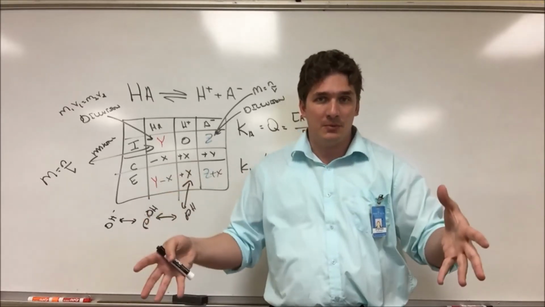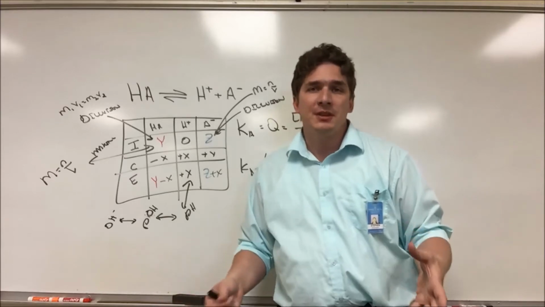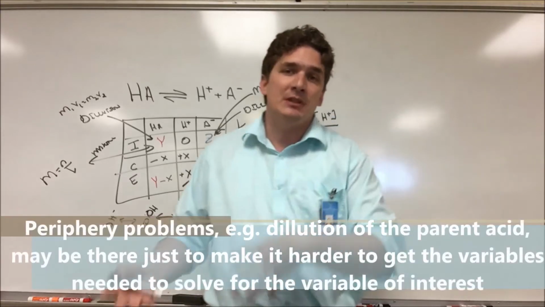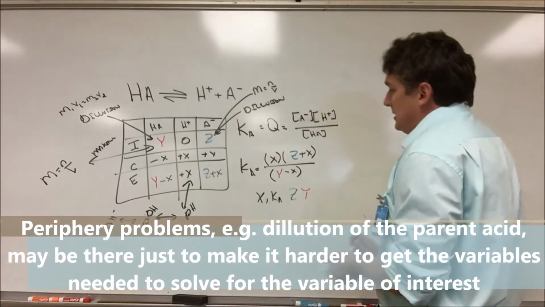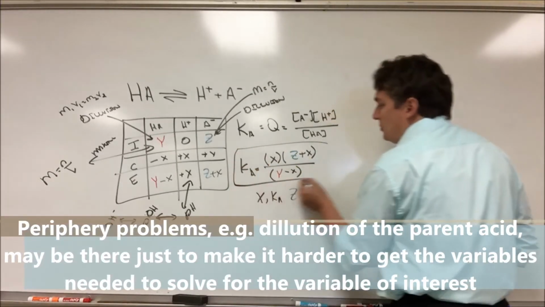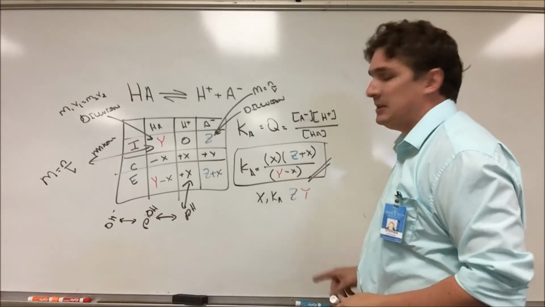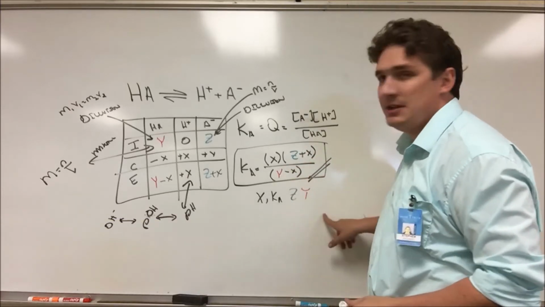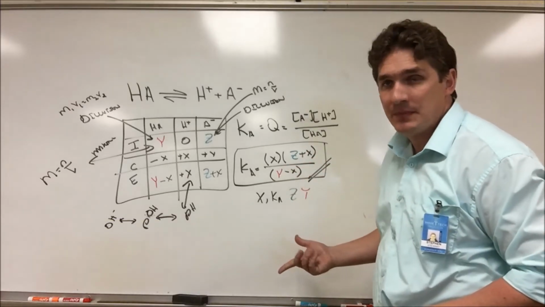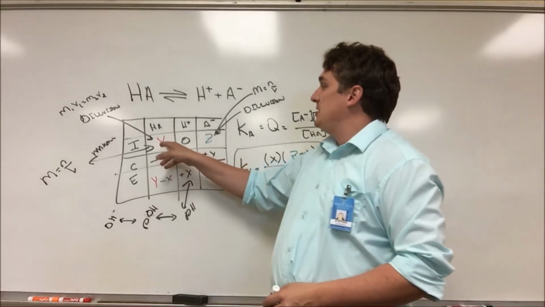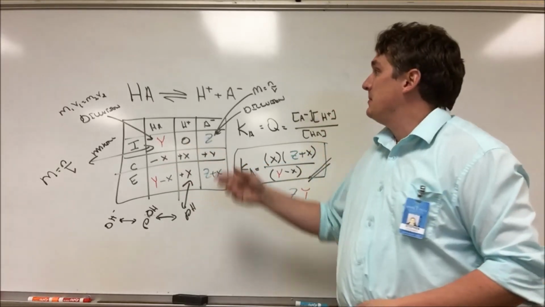But really, when you look at these problems, recognize that there's the heart and soul of the problem, and then there are periphery problems. And periphery problems are things that you're using to get the information you need to solve the buffer problem. At the end of the day, this is the only equation we're actually solving for with buffers. There's 1 variable in here that is not known, and 3 of these are specified, so we've got to solve for it.